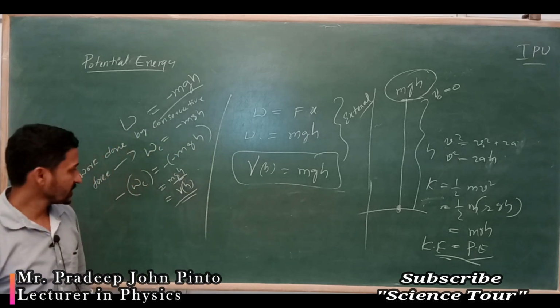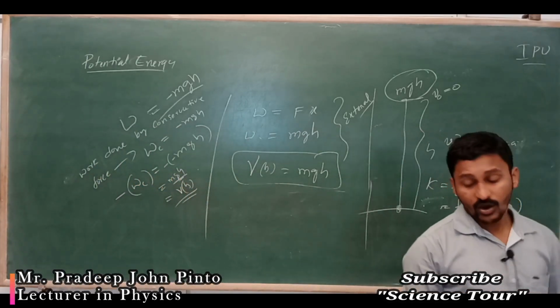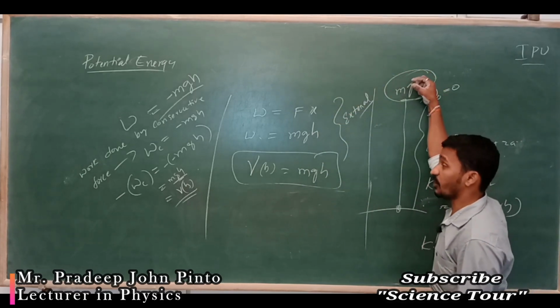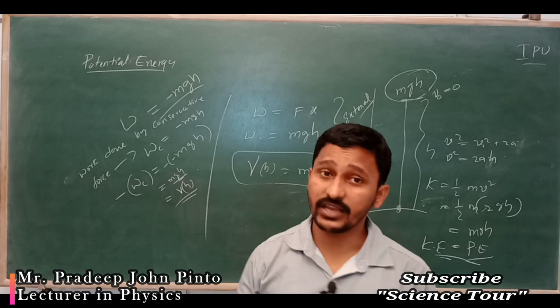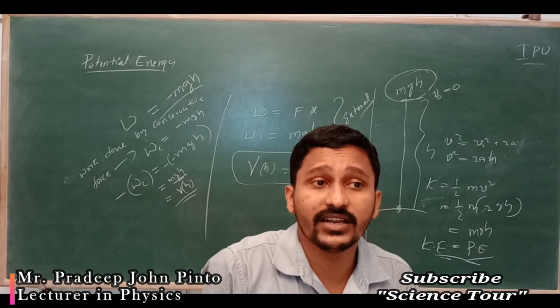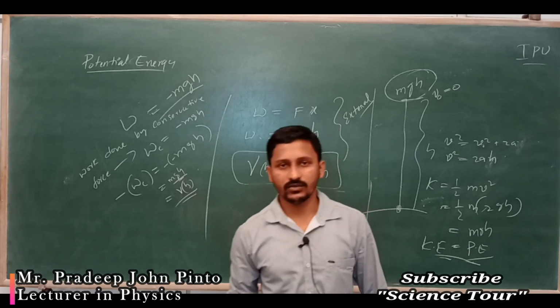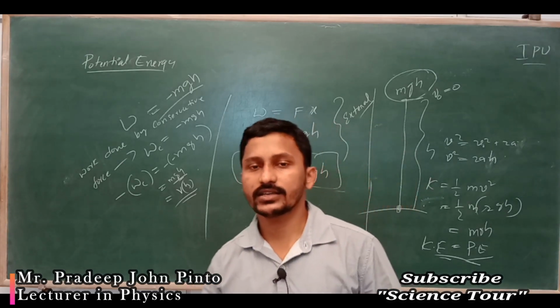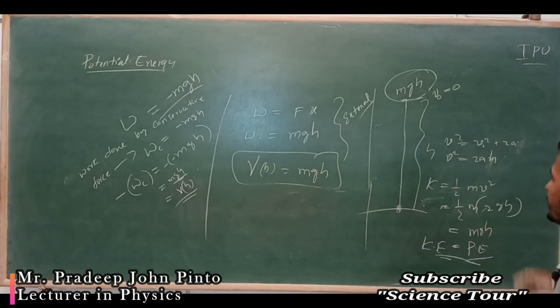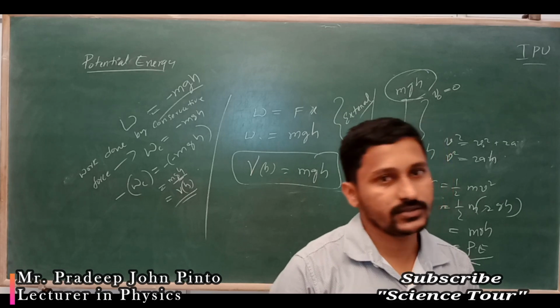What is the meaning of that? Kinetic energy equals potential energy. The meaning is that all the potential energy of the body is converted into kinetic energy. Whatever stored potential energy is there, it is fully converted into kinetic energy when the object is falling, right? When the object is falling, simple.